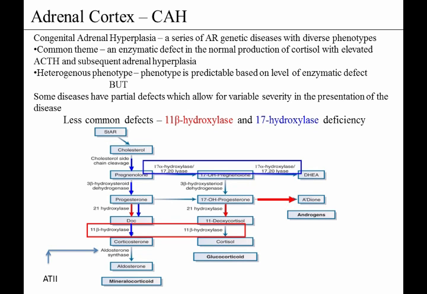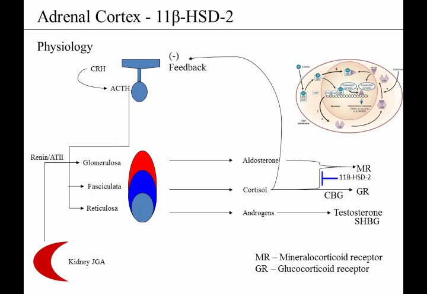Okay? Always got to think about negative feedback. What's supposed to be generating this enzyme? Okay, so those are the two forms of congenital adrenal hyperplasia that can present looking like hyperaldosteronism. Here we come back to our favorite enzyme, 11-beta hydroxysteroid dehydrogenase type 2.